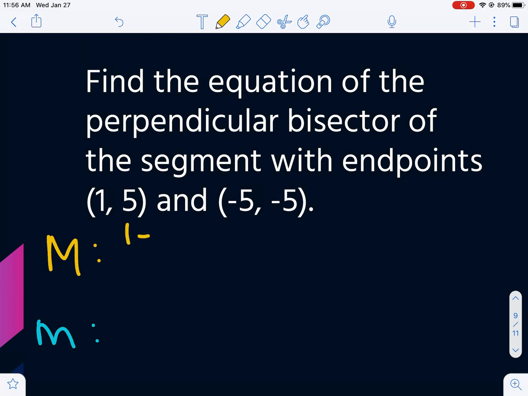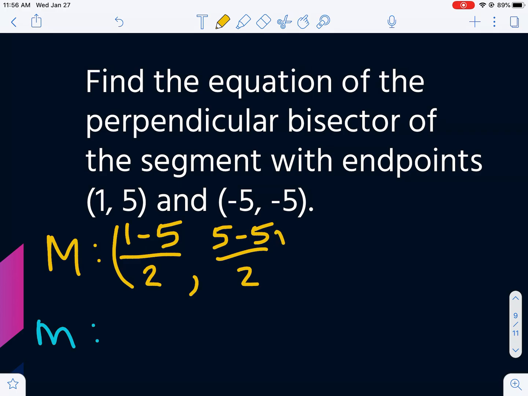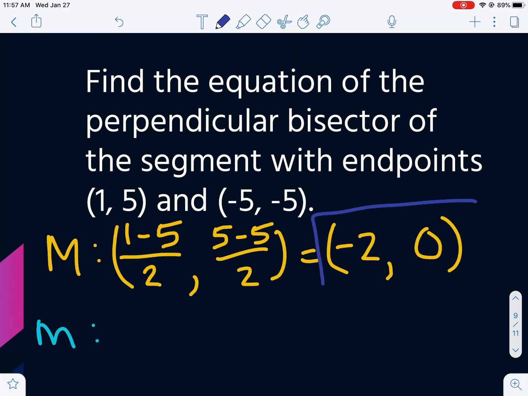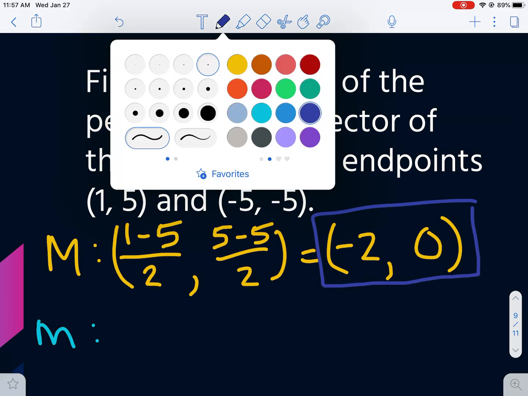My midpoint will be 1 minus 5. I'm averaging my x values divided by 2. 5 minus 5 divided by 2. 1 minus 5 is negative 4 divided by 2 is negative 2. 5 minus 5 is 0 divided by 2 will still be 0. So I'm using this point when I write my equation.